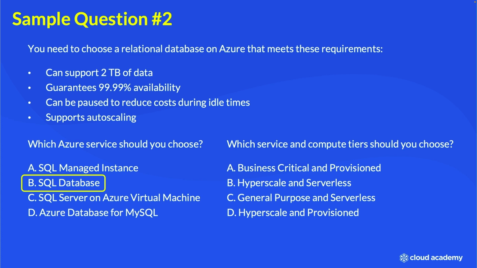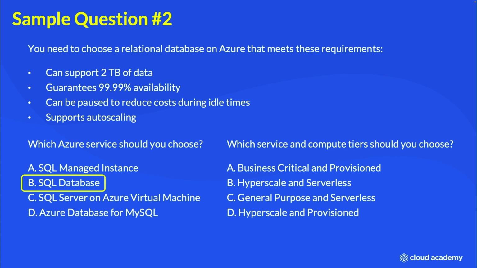Now, going back to that key requirement that it can be paused to reduce costs during idle times, that capability is only there if you're using the serverless compute tier. If you use provisioned, the way it works is that you provision the resources needed for the database, and those stay up all the time. With serverless, you can go up and down, and it's much more flexible that way. So that immediately tells us that it's either B or C, because those are the two that have serverless at the end. The question is, do we want hyperscale or general purpose for the service tier?